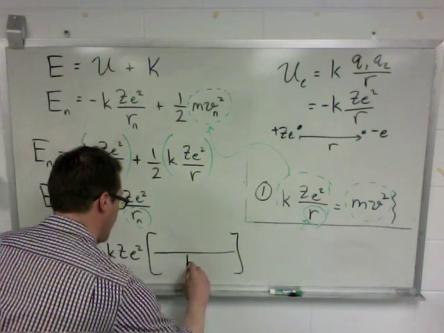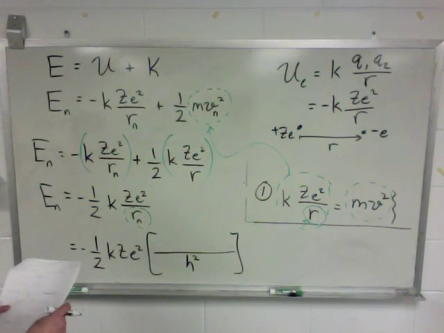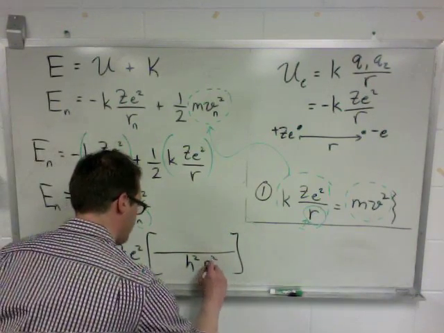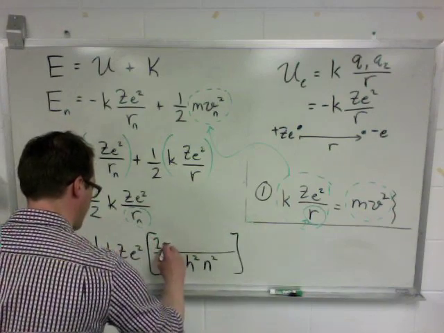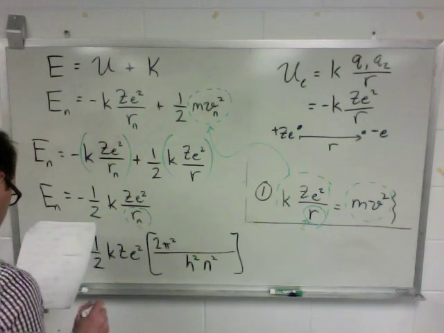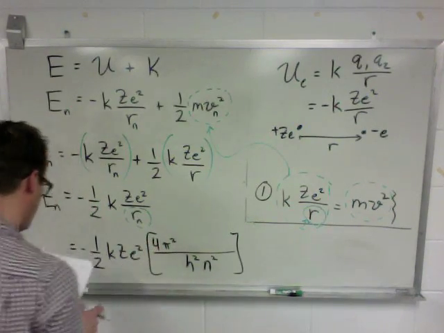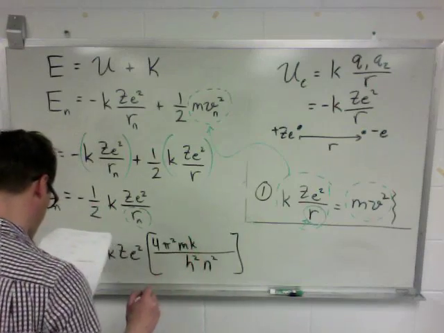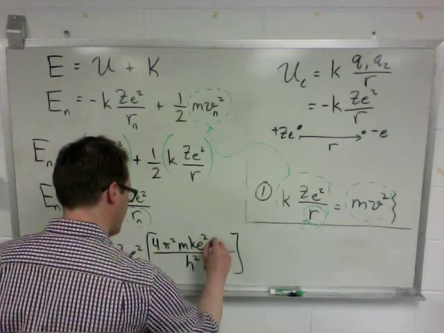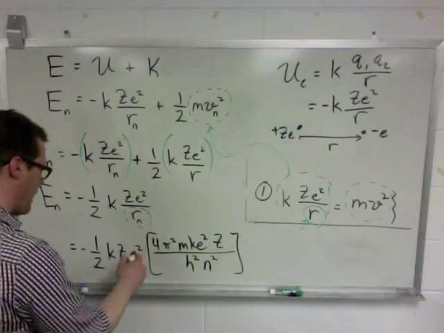I've got an h squared. I've also got, I don't remember this one off the top of my head, so I always have to look, an n squared. And on the top, I've got a 4 pi squared mk e squared z. All right, yeah, I know this is messy.